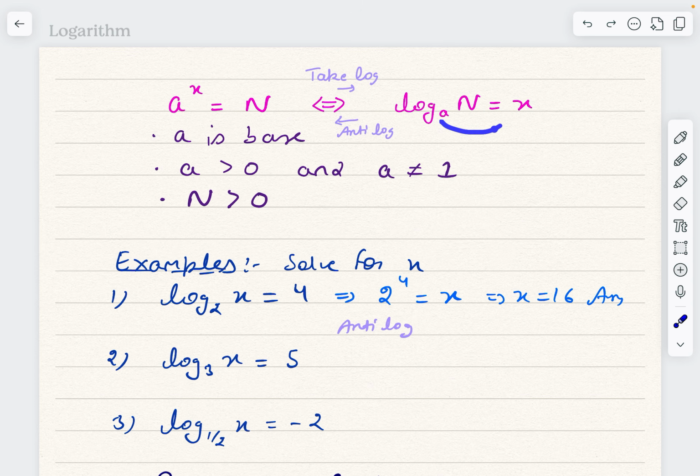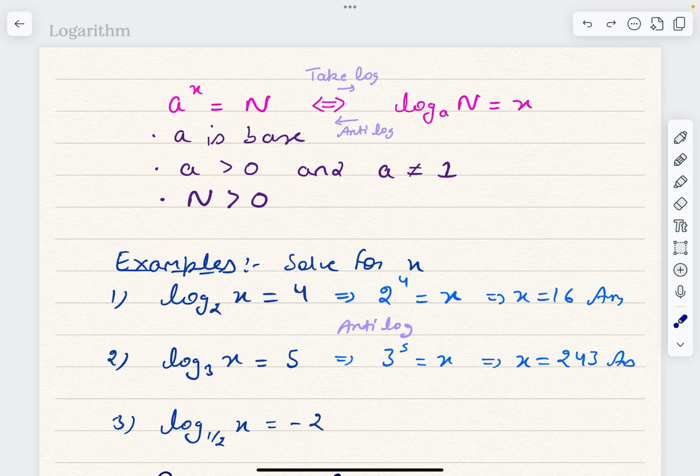When we take anti-log, you get 2^4 equal to x. Here base power x was equal to N. Here the base is 2. This side we have 4. So we say 2^4 is equal to x. So x will be equal to 16. That's all. I hope you understand, guys. Try the next one.